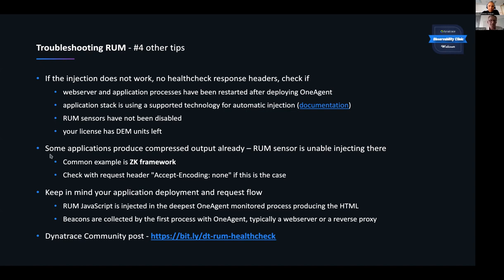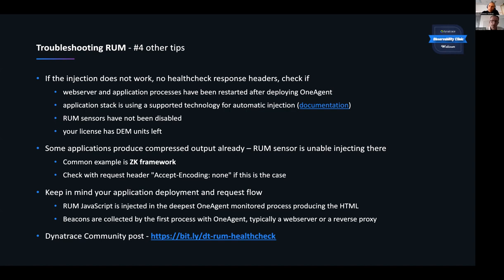Sometimes I also encounter examples where everything looks fine, but the RUM sensor is unable to inject. A common example is the ZK framework. This is a Java framework that already produces compressed HTML output, and the RUM sensor is unable to inject.